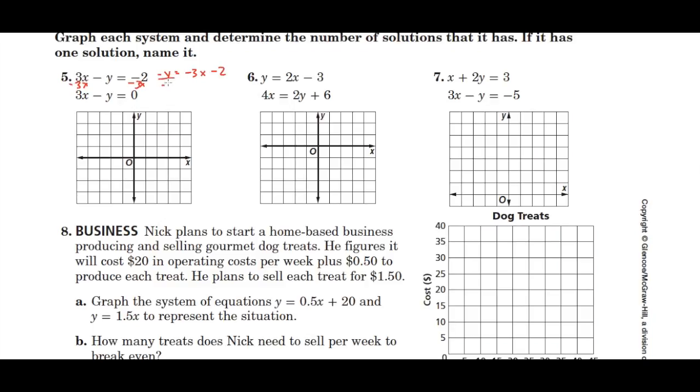And if I divide by negative 1, because I don't want to know what a negative y is, I get y equals, and then negative 3 divided by negative 1 is 3x, and then negative 2 divided by negative 1 is positive 2.